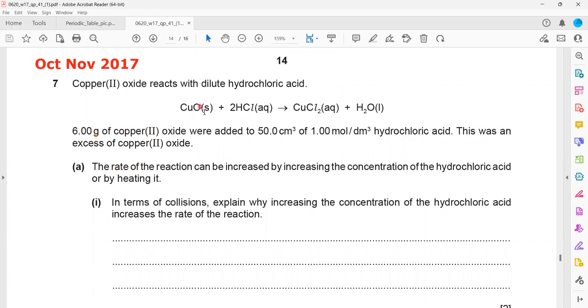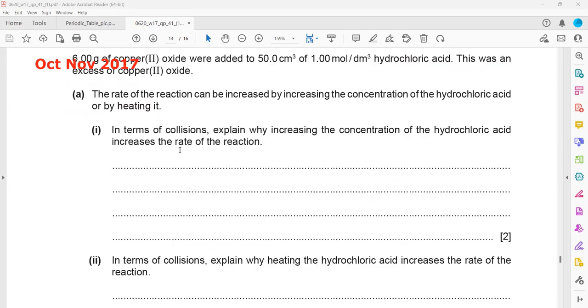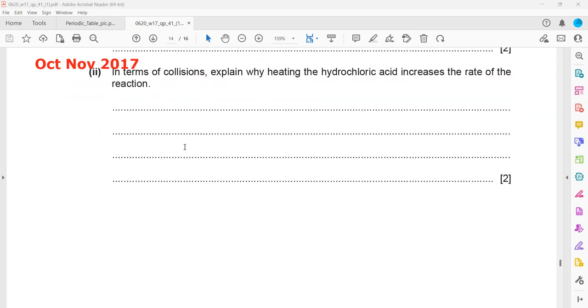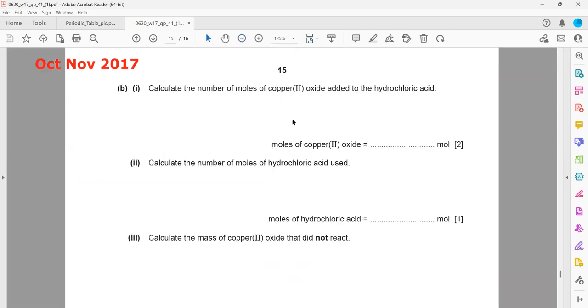So how will we know that copper 2 oxide is in excess when this reaction happens? It totally dissolves. No more decrease in size. No more dissolving, or the solid will appear, because if you have excess of a solid, then the solid will appear. The first part is about the collision theory and explaining how temperature affects, but as we are doing the moles part only, we'll discuss the moles.